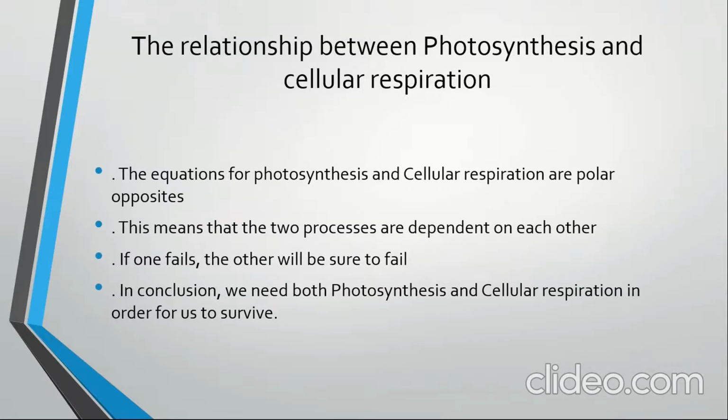The relationship between photosynthesis and cellular respiration. The equations for photosynthesis and cellular respiration are polar opposites. This means that the two processes are dependent on each other. If one fails, the other will be sure to fail. In conclusion, we need both photosynthesis and cellular respiration in order for us to survive.